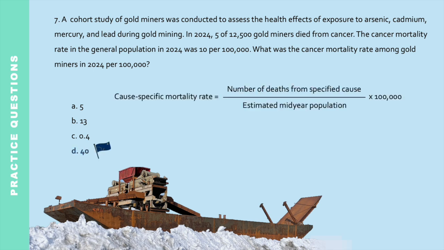For a cause-specific mortality rate, we divide the number of deaths from that cause by the estimated mid-year population and multiply by 100,000. 5 gold miners died of cancer during 2024, and there were 12,500 miners, which gives us a cancer mortality rate among the gold miners of 40 per 100,000.